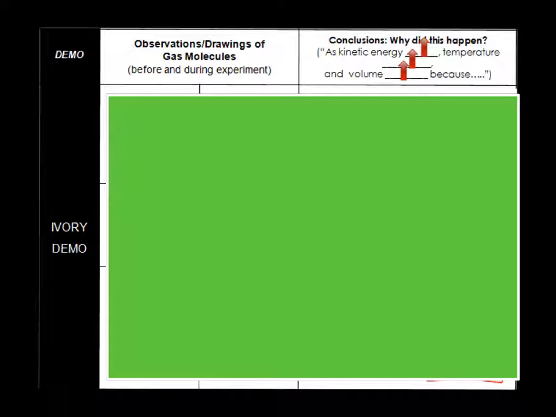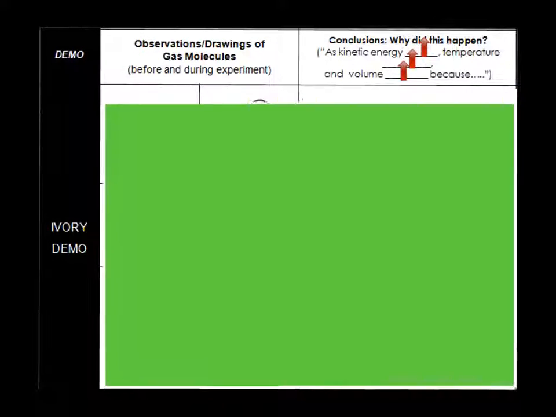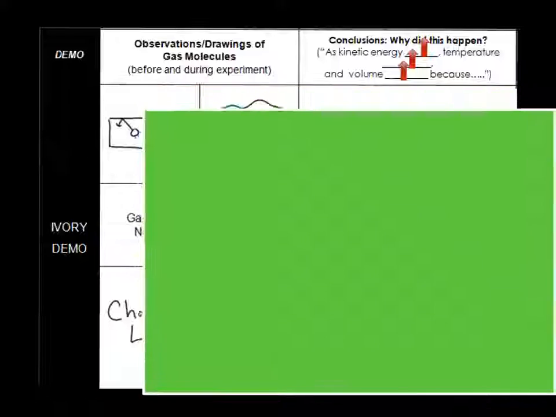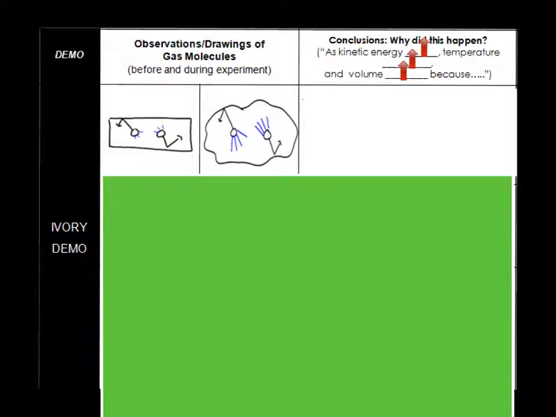Okay, so thinking about the things that we just saw during the demo, we should have two pictures here. In our first picture on the left here, we should have a bar of ivory soap. And in this picture, our molecules are at room temperature, and the soap has a very constant shape. Now, when we put this in the microwave, our kinetic energy of our molecules went way, way, way up. So that's what this arrow is showing us up here, which causes the temperature of the molecules to go way up, and it causes the volume to go up.